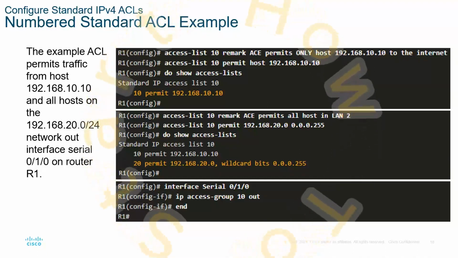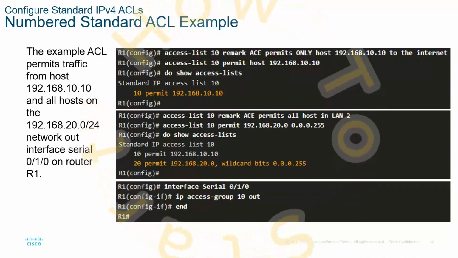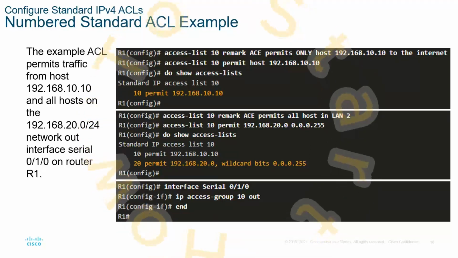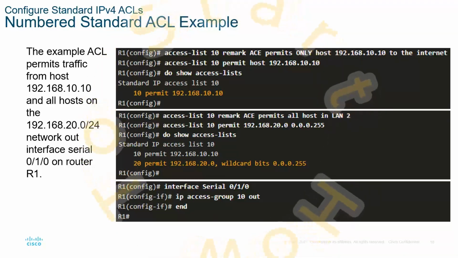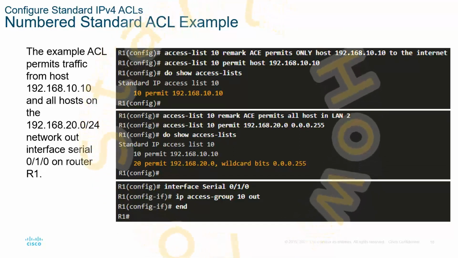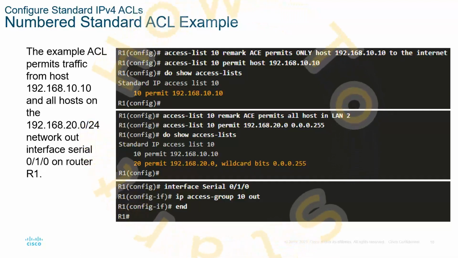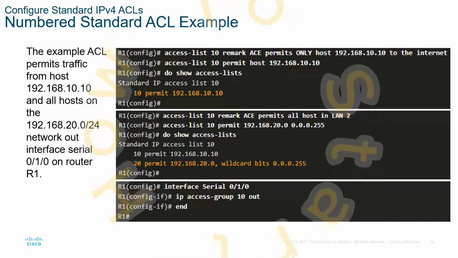However, if we need to modify an ACE or an ACL with a new ACE, we can add a sequence number and that finds the appropriate location. So here we have two ACLs. We have access list 10 and we have two permit statements.